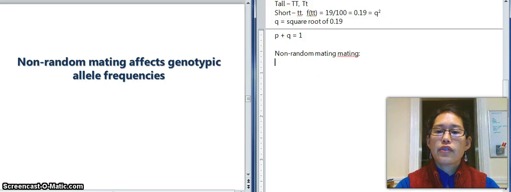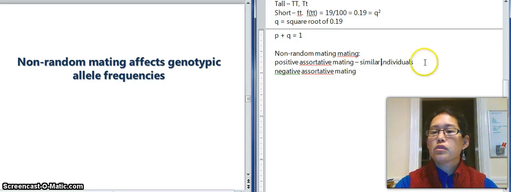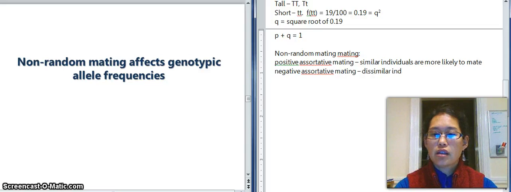We can have positive assortative mating, and we can have negative assortative mating. So positive assortative mating is when individuals who mate are more similar. Let's say similar individuals are more likely to mate. There can also be negative assortative mating, where dissimilar individuals are more likely to mate.